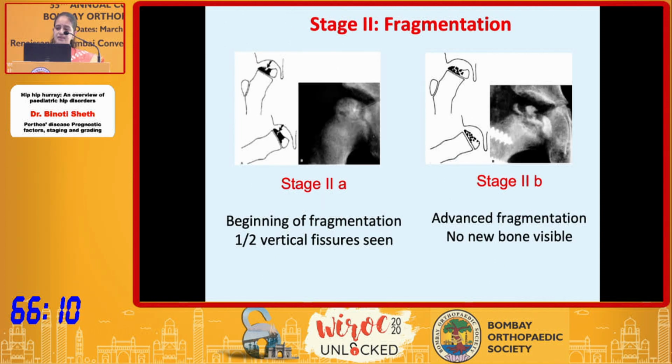Stage 2 is the stage of fragmentation. In stage 2A, there is beginning of fragmentation, which is evident by just 1 or 2 vertical fissures on the epiphysis. Whereas in stage 2B, there is advanced fragmentation and no new bone is visible lateral to the epiphysis.